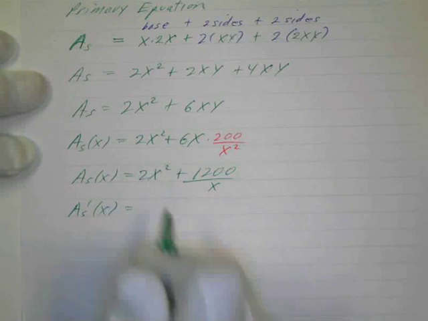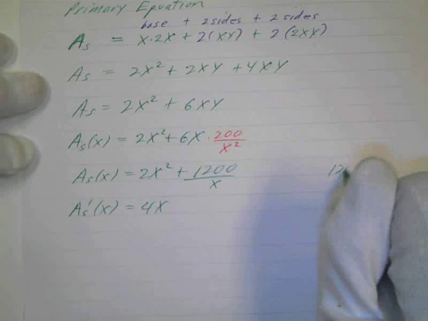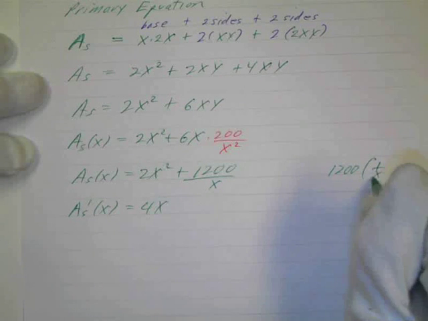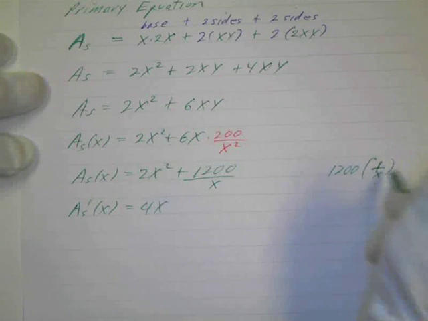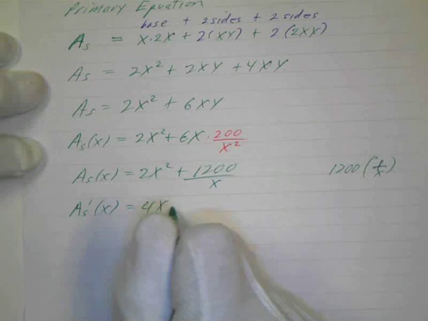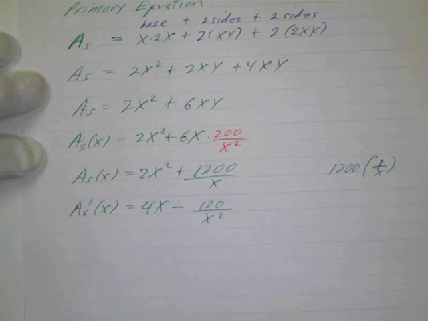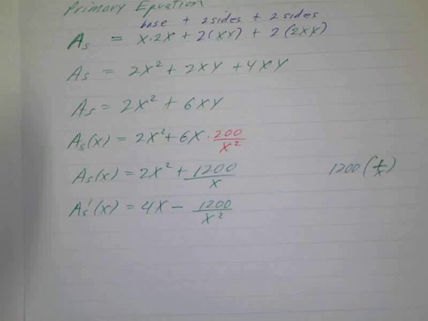And the derivative of 2x squared is 4x. And now this 1200 is the same thing as 1200 times 1 over x, isn't it? And the derivative of 1 over x is negative 1 over x squared. So I say 1 over x squared, and then I just put the 1200 there. And there we have it.